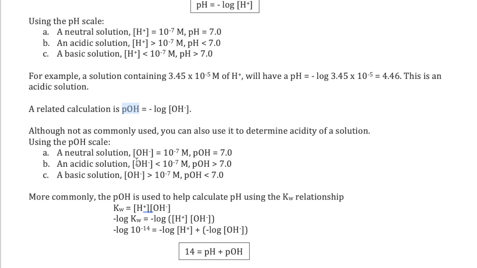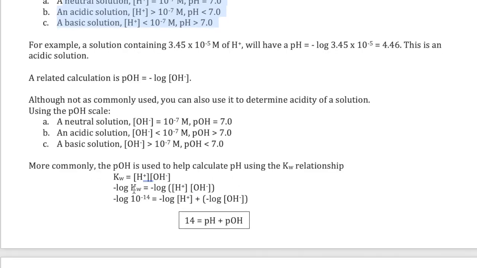An acidic solution, though, means that there's less OH- than what you would expect. So the OH- is less than 10^-7, which means the pOH would be greater than 7. And vice versa, a basic solution is going to have OH- greater than 10^-7, which means its pOH is going to be less than 7. But again, we look at pH values when we determine whether a solution is neutral, acidic, or basic. But you do want to know how to calculate pOH, which is done by taking the negative log of OH-.